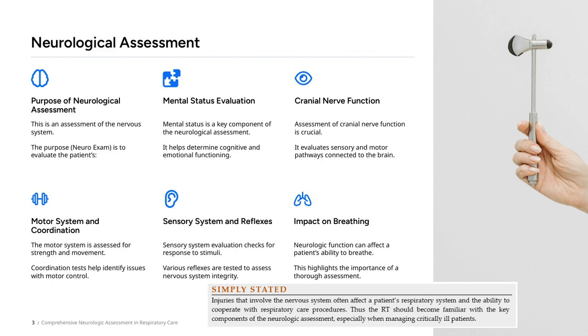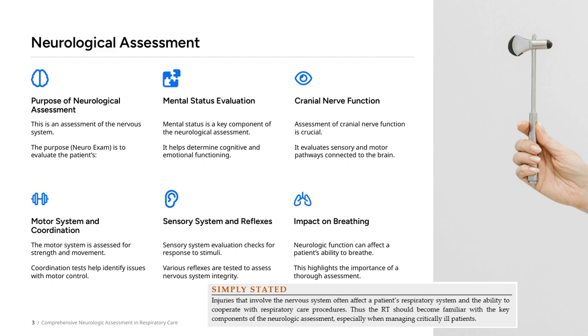Next, we assess the motor system, focusing on muscle strength and movement. We also perform coordination tests to identify any issues with motor control, which could impact breathing or overall function. Cranial nerve function is another key area. Evaluating these nerves helps us understand how sensory and motor pathways connected to the brain are working, giving us insight into potential neurological issues. Mental status is a vital component of the assessment as well. It helps us gauge cognitive and emotional functioning, which can influence respiratory management and overall patient care.